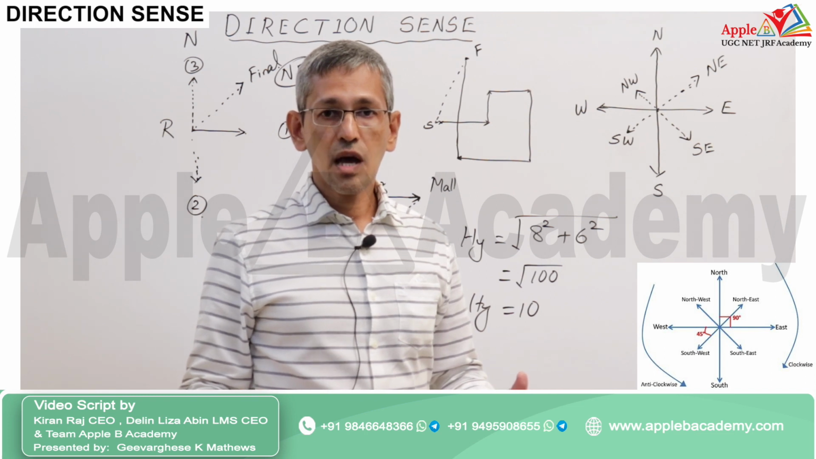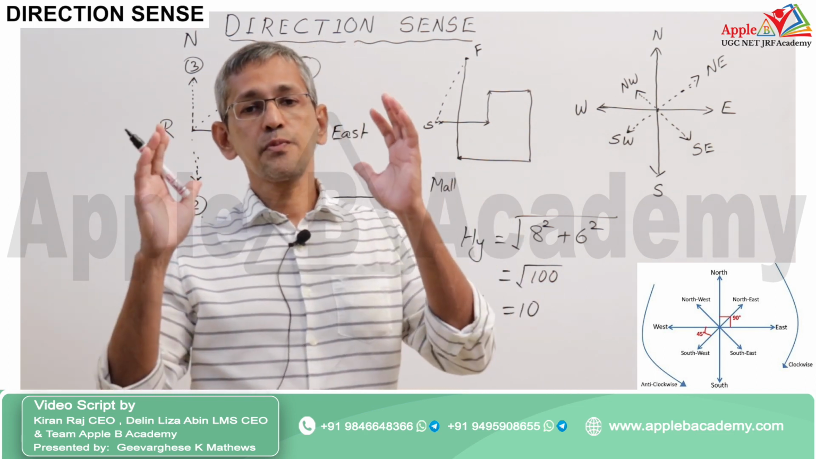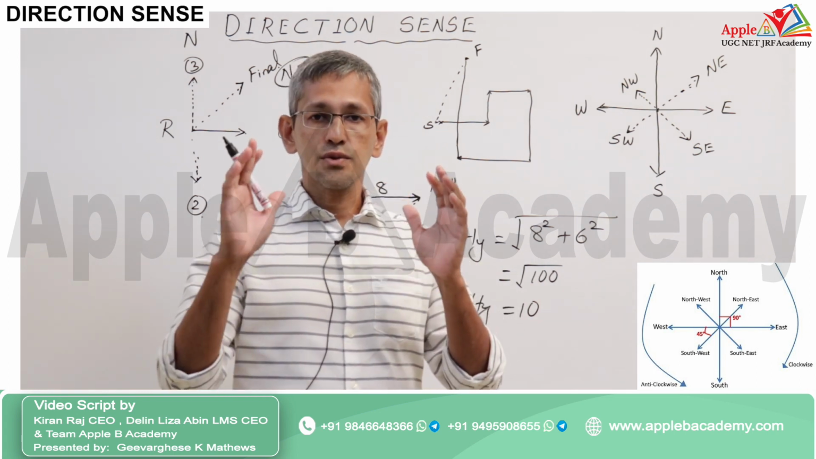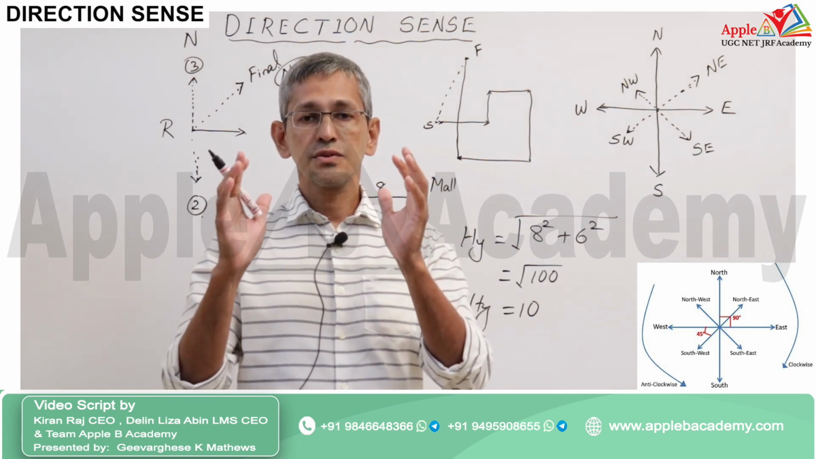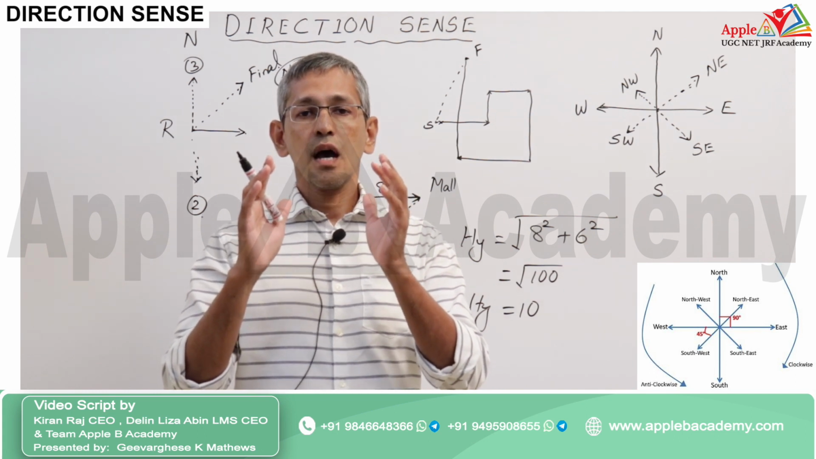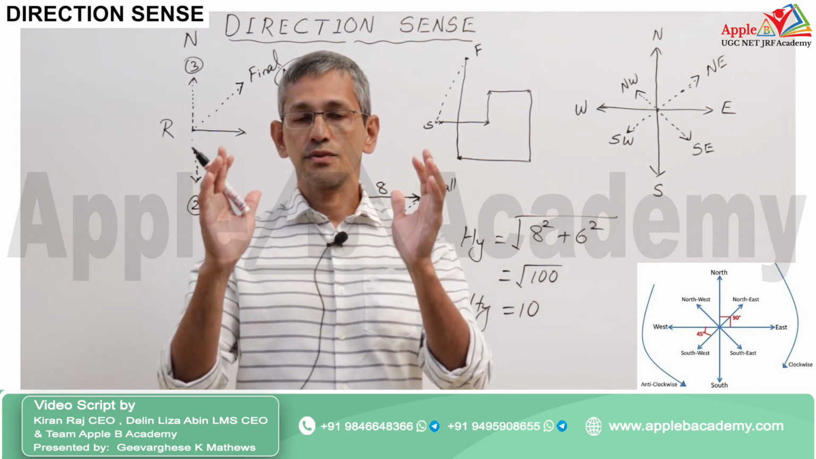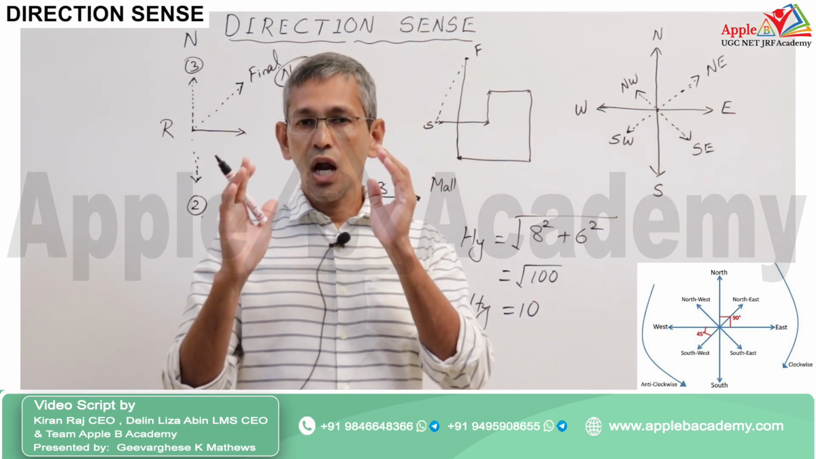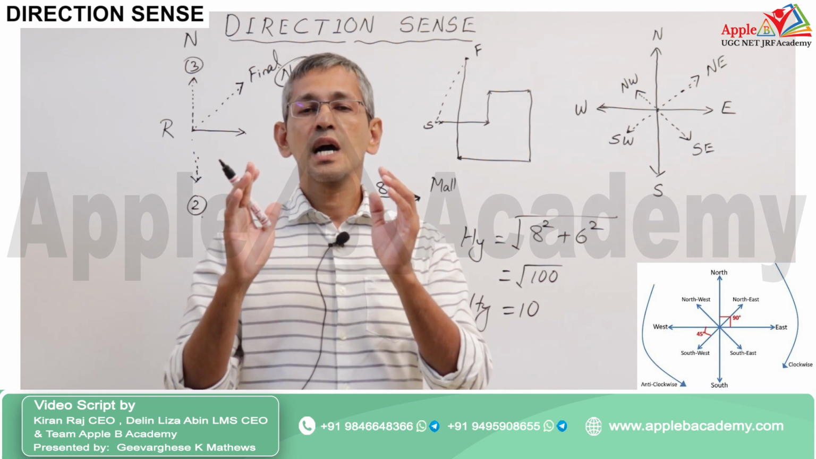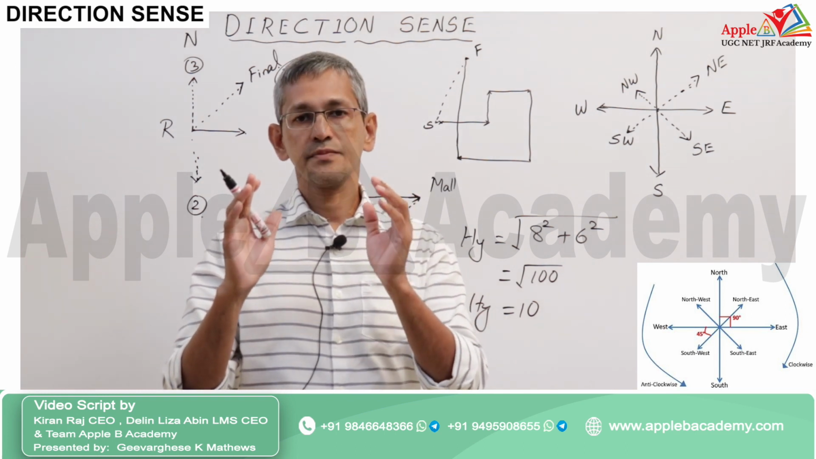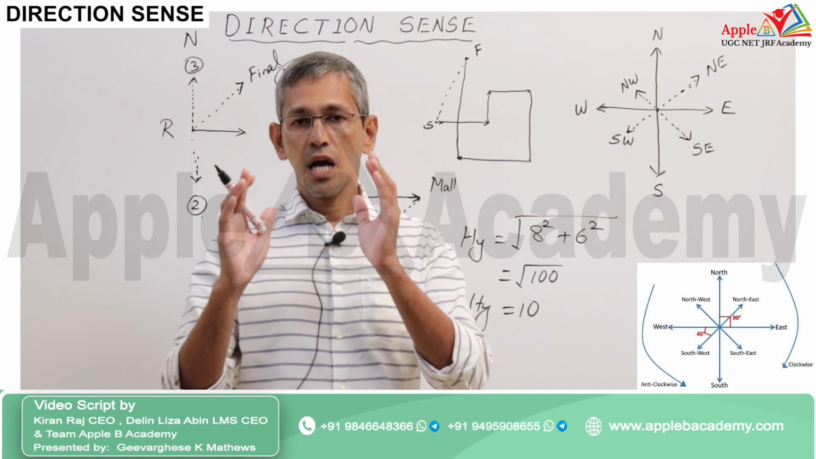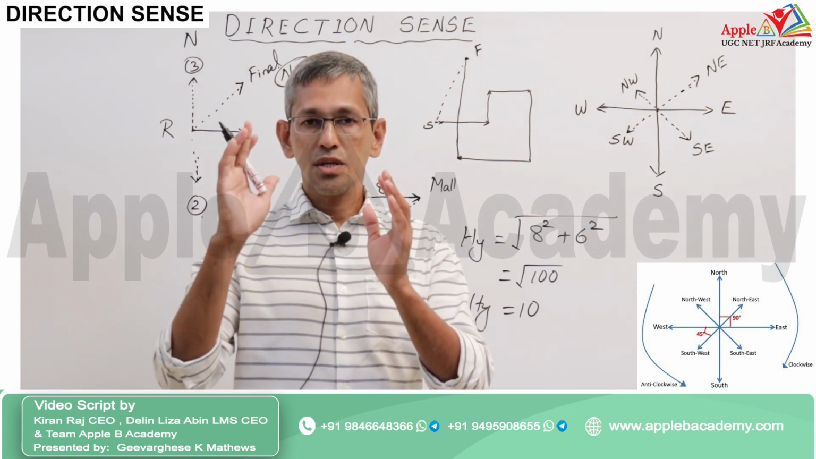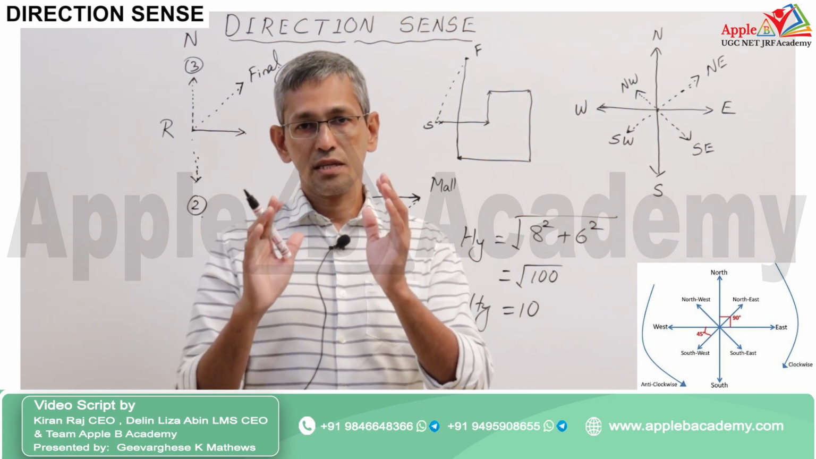Another type of question you may have from direction sense: let's say 2 persons are talking to each other. This is P and this is Q. P and Q are talking to each other. P noticed that the shadow of Q is on her left hand side.